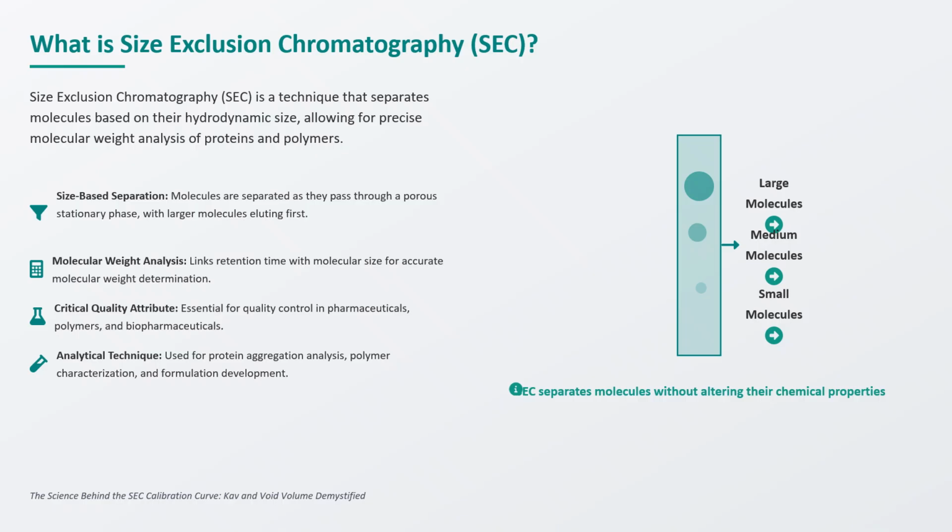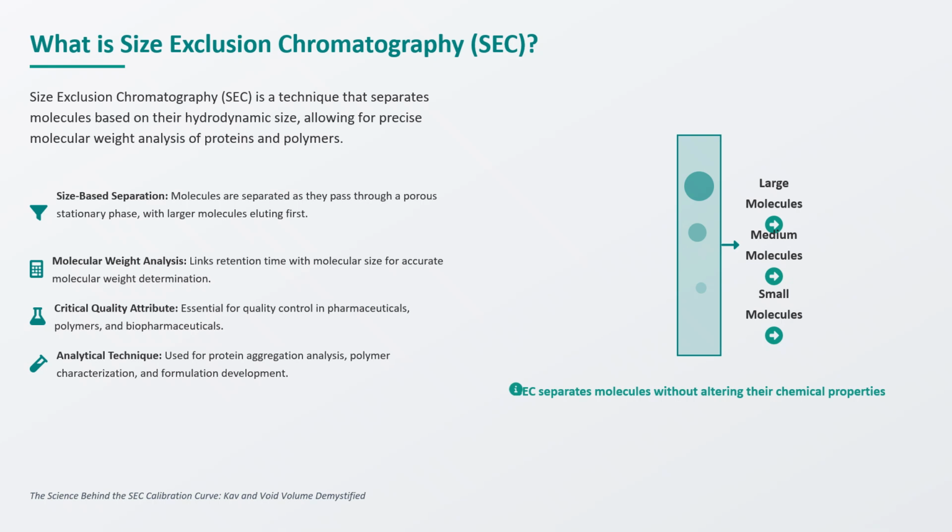At its core, size exclusion chromatography, or SEC, is beautifully simple. Unlike reversed phase or ion exchange chromatography, SEC doesn't separate molecules based on chemistry. There's no binding, no interaction, no attraction or repulsion. Instead, SEC separates molecules purely based on hydrodynamic size.